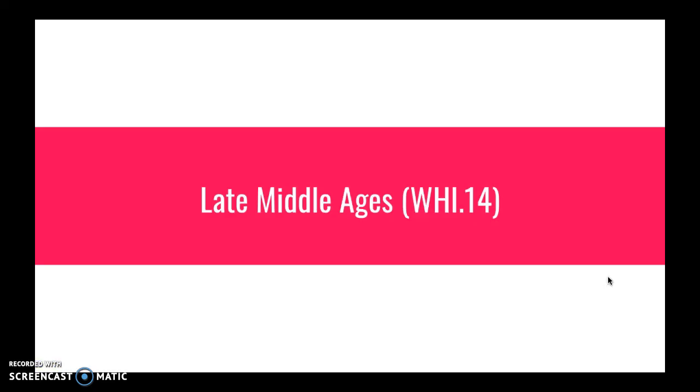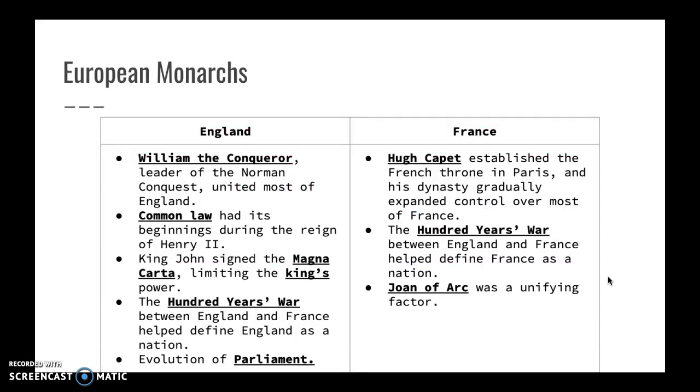Now we're going to cover the late Middle Ages, standard 14. This is following the feudal system. We start to see these nation states developing as a result of the smaller kingdoms that had been built during the feudal era. England, France, Russia, and Spain are going to be the main countries that start to develop as a result of feudalism. England is going to be conquered by William the Conqueror, who was able to unite most of England under his rule.